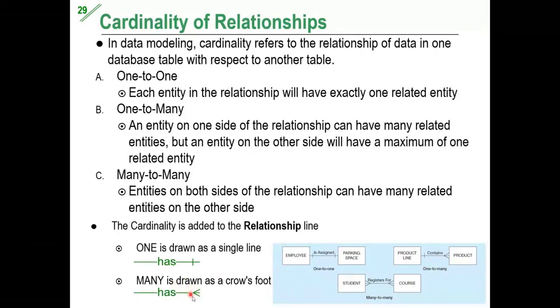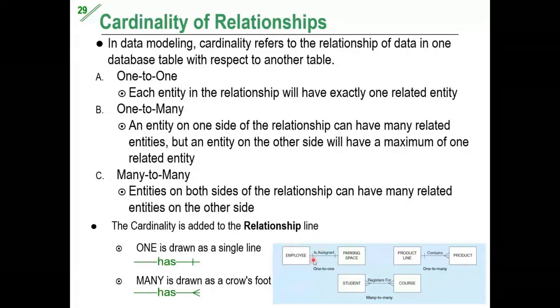So how do you show many here? We show it with what we call a crow's foot, like the bird, the crow. So what do we mean by this? Many means one instance or record in the product line can be associated with many records in the product table. But one specific product has one association with one product line. That is what we mean by that.